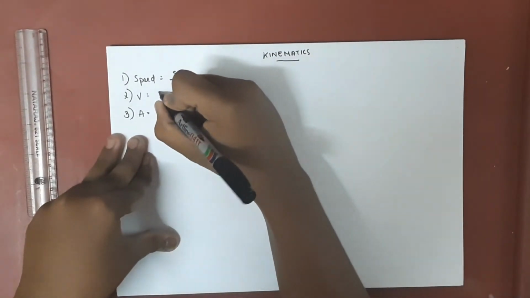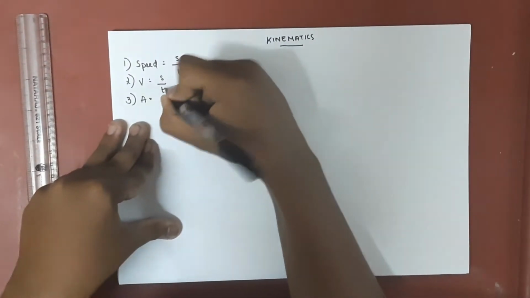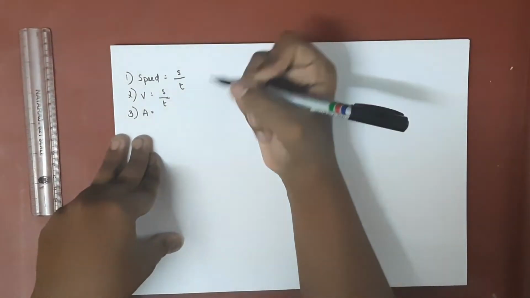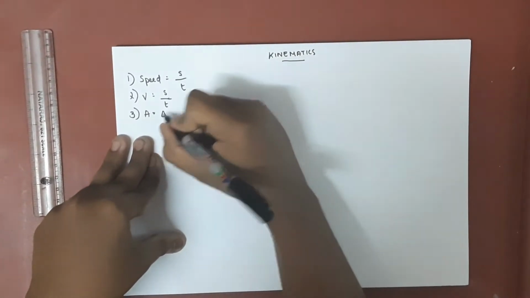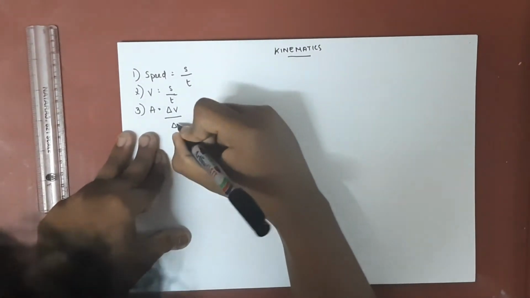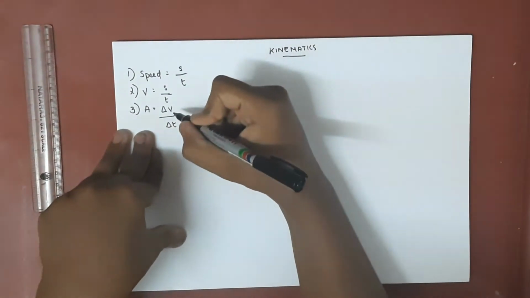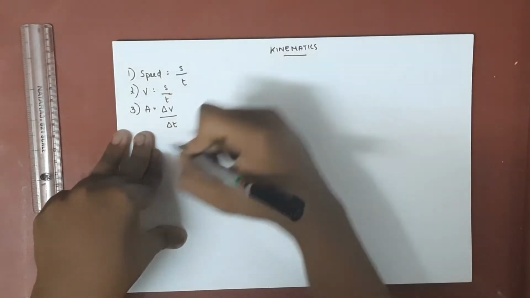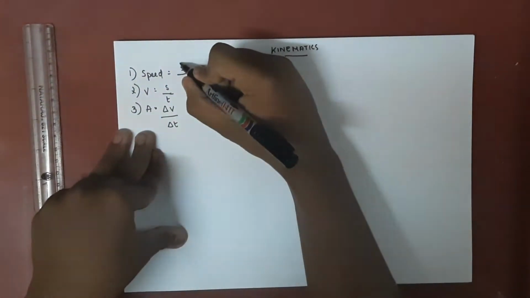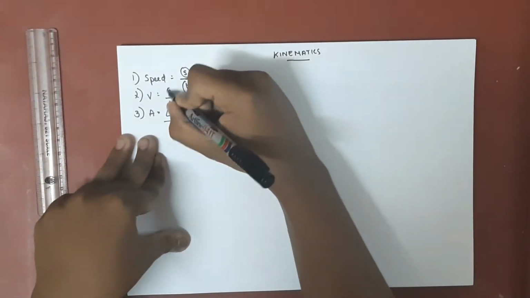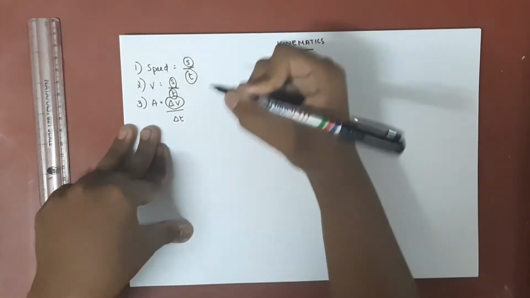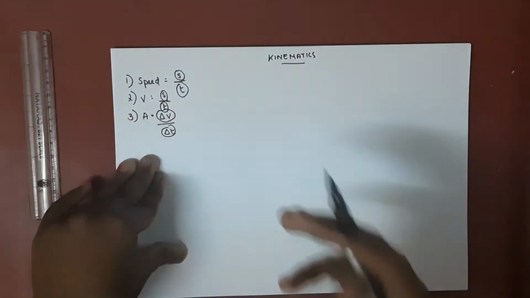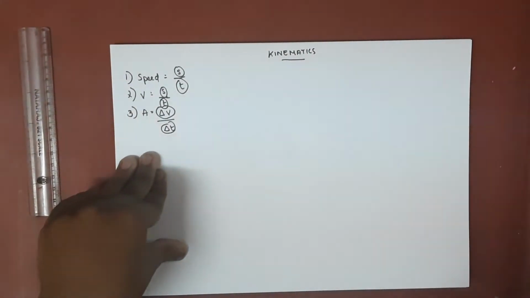Next, in velocity it's the same, s by t, because s is for displacement and t is for time. And for acceleration we have delta v upon delta t, which is delta velocity by delta time, or change in velocity by change in time. These equations can be rearranged to get other values such as distance and time, displacement and time, and change in velocity and change in time. It's just simple rearrangement.